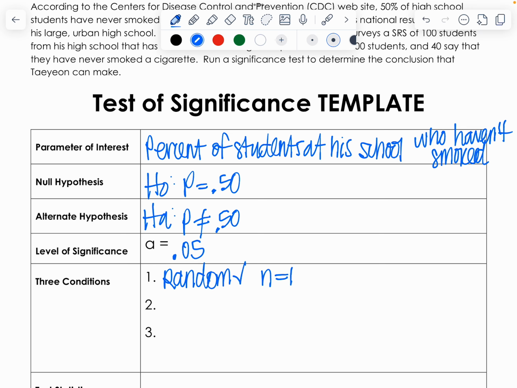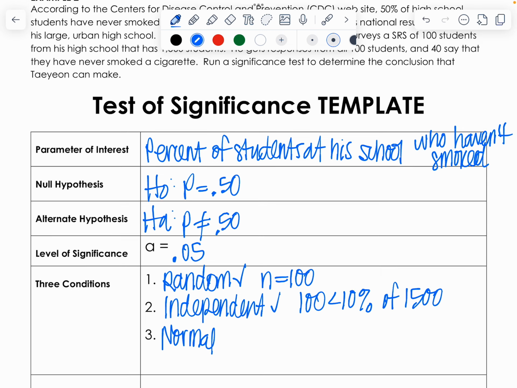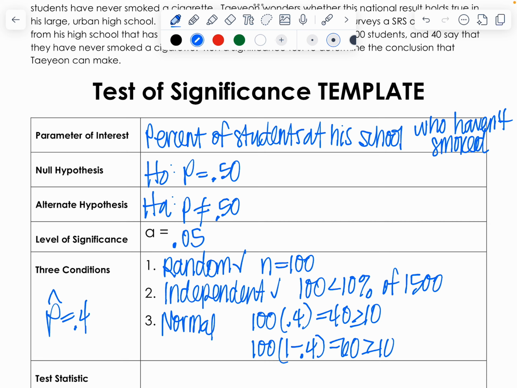Where n is 100 students. Independent, yes. That is satisfied because 100 is less than 10% of the 1,500 students at his school. And lastly, normal. Right, so out of his 100, 40 said yes, so p hat was 0.4. So we'll do 100 times 0.4, which we know is 40, greater than or equal to 10. That works. And then 100 times 1 minus 0.4 is 60, which also is greater than or equal to 10.